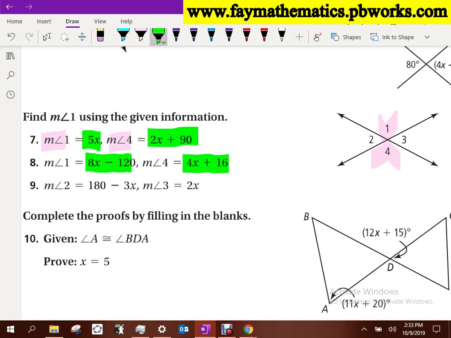Okay. Now the next one's a little bit different. Number 9 is angle 2 and 3. So we'll look at angle 2 and angle 3. Okay, they are still vertical, right? Still vertical. So what do I do with those two things? Set them equal again, right? Different set of angles, but they're still vertical.